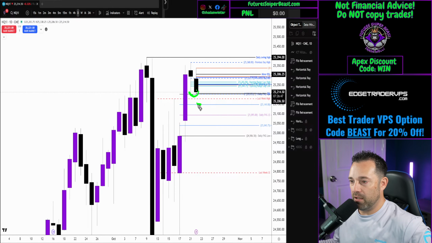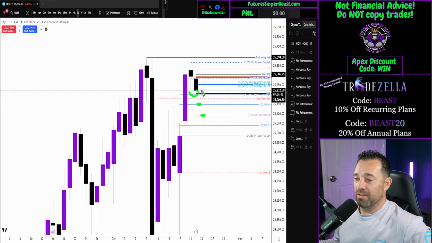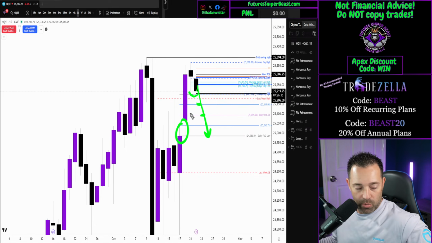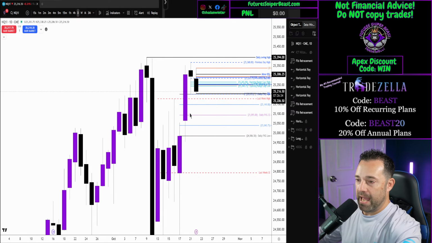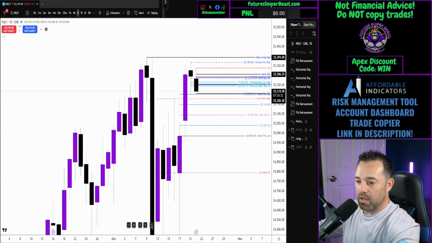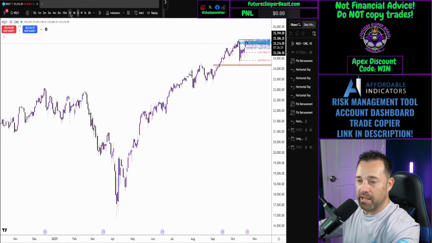After that, I'm looking at the upper quadrant. After that, I'm looking at the midpoint here. After that, if we keep going down, then at that point, I think we're going to trade right through the entire volume imbalance right here. So we'll see. That's what I'm looking at on the higher time frame, basically the daily.